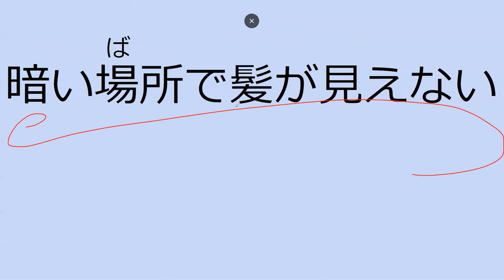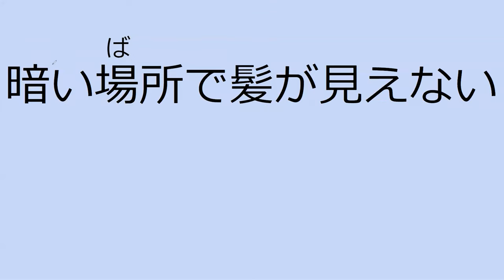Can you read the sentence for me? Yes. Kurai basho de kami ga mienai. Did you say irai right here? Kirai. I see. So it's not kirai, it's kurai. Kurai basho de kami ga mienai means at a gloomy place, I'm not able to see hair. Perfect. I cannot see the hair in the dark place.